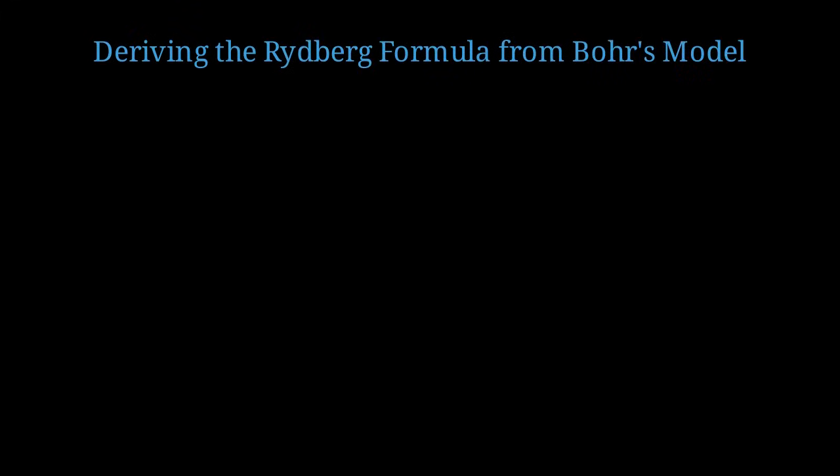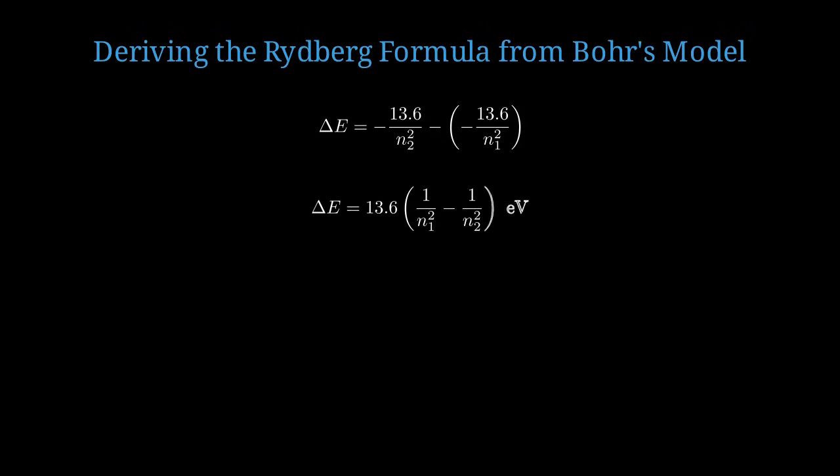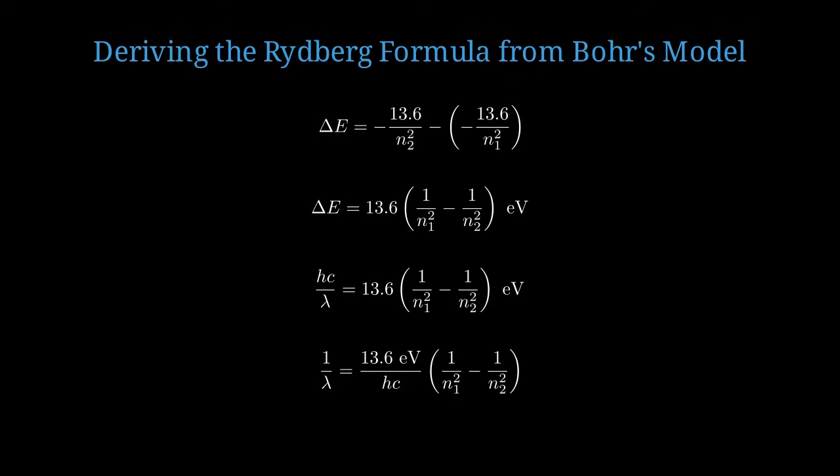Now let's see how Bohr's model leads directly to the Rydberg formula. This is where everything comes together beautifully. Delta E equals negative 13.6 over n sub 2 squared minus negative 13.6 over n sub 1 squared. This simplifies to 13.6 electron volts times the quantity 1 over n sub 1 squared minus 1 over n sub 2 squared. Since this energy equals hc over lambda, we have hc over lambda equals 13.6 electron volts times that same bracket. Solving for 1 over lambda, we get 1 over lambda equals 13.6 electron volts over hc times the quantity 1 over n sub 1 squared minus 1 over n sub 2 squared.